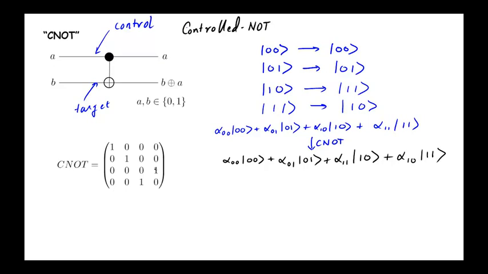And of course, it's unitary. To check that, you just check that CNOT times CNOT conjugate transpose is the identity. In fact, the conjugate transpose is itself, and so CNOT is its own inverse. If you apply it twice, you get back to where you started from.